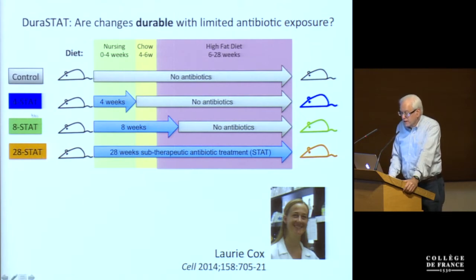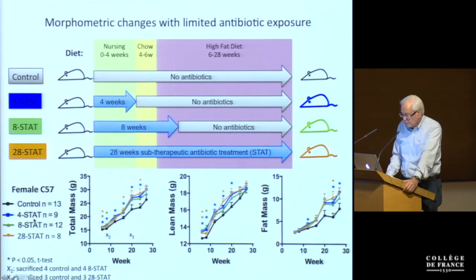So Laurie then did an experiment to see, are the changes durable with limited antibiotic exposure? So in addition to no antibiotics and lifelong antibiotics, mice got only 8 weeks or only 4 weeks of antibiotics. Here are the results on total, lean, and fat mass. The black line is the control group. What Laurie found is that all 3 groups of mice exposed to antibiotics had increases in total, lean, and fat mass. So 4 weeks, starting early in life, was sufficient for the full effect.